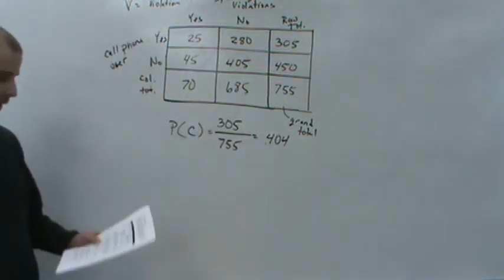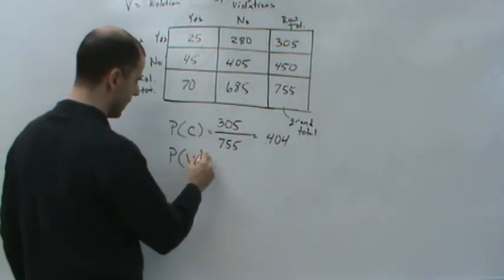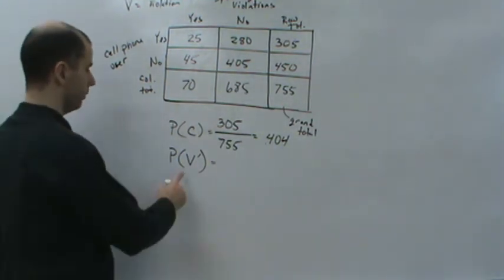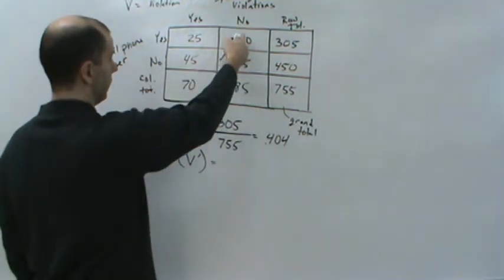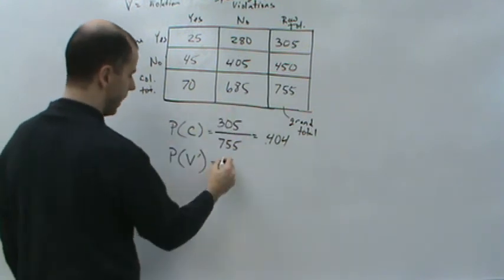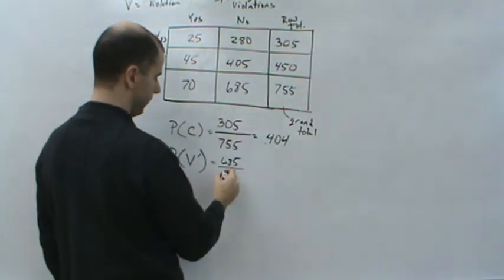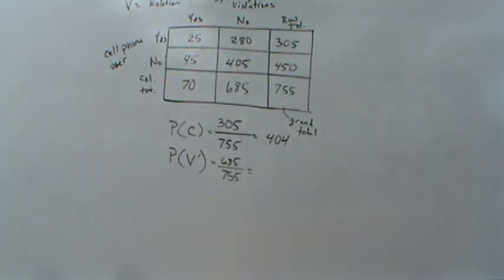And that's it. Now the next one says, what's the probability that a randomly selected person does not have a violation in the last year? Well, how many people did not have a speeding violation in the last year? Well, it's down the no column, so it's going to be 685 divided by what? The grand total, 755, out of everybody. And so if we take those two numbers and divide them, we get 0.907.